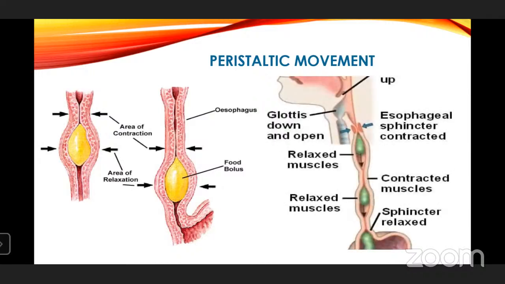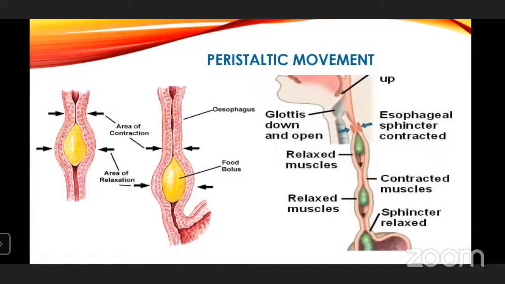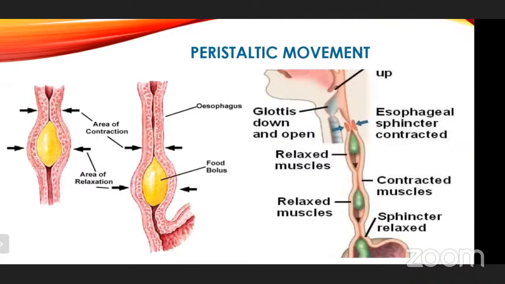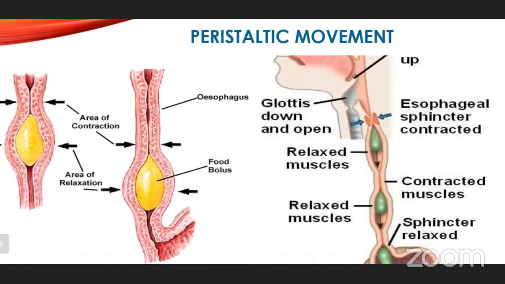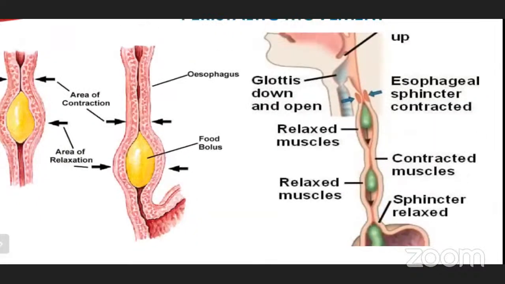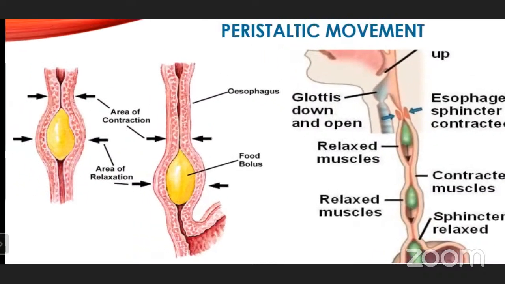So glottis down and open, so food can enter, and peristaltic movement. This is yellow color food, and this ball-like structure is known as bolus. So esophageal sphincter with contracted muscles, and sphincter with relaxed muscles are there. So this is actually peristaltic movement.